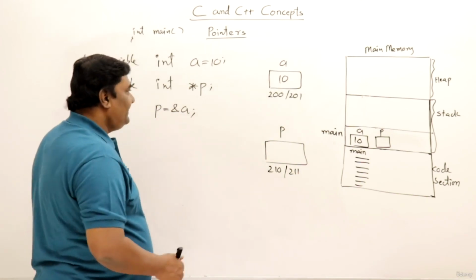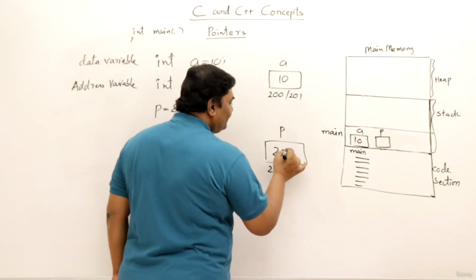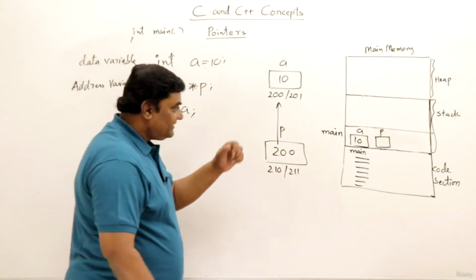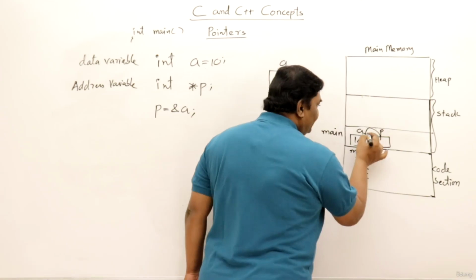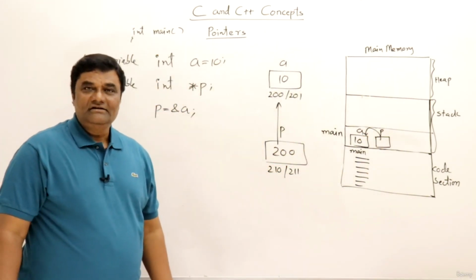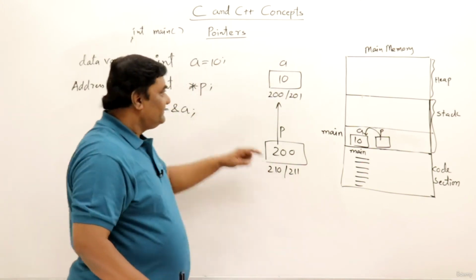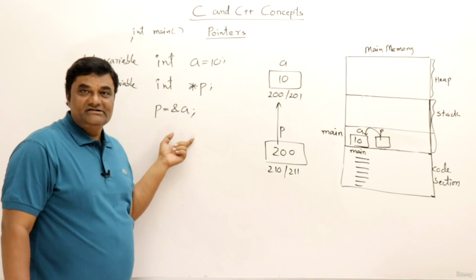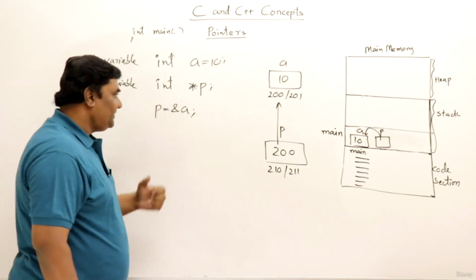Now when I say ampersand a, this will have the address of this variable. So it is pointing to this one. Inside the memory, if you see, it is pointing to this one. So that pointer is pointing there, right? Now focus on the syntax. This is a variable. This is a pointer variable. This is initialization. The address of a variable is given to p.